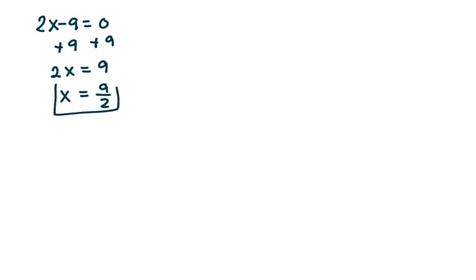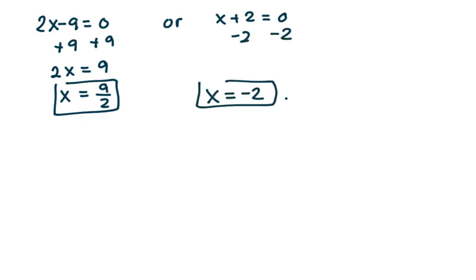Now, if you have 2x minus 9 equals 0, I'm going to add 9 to both sides. So 2x equals 9, divide by 2, x is 9 halves, right? That's one of them. The other one is I'm going to have x plus 2 is 0. Subtract 2, and we're going to get x equals negative 2. So we get x equals 9 halves, or x equals negative 2. And that's how we do B.